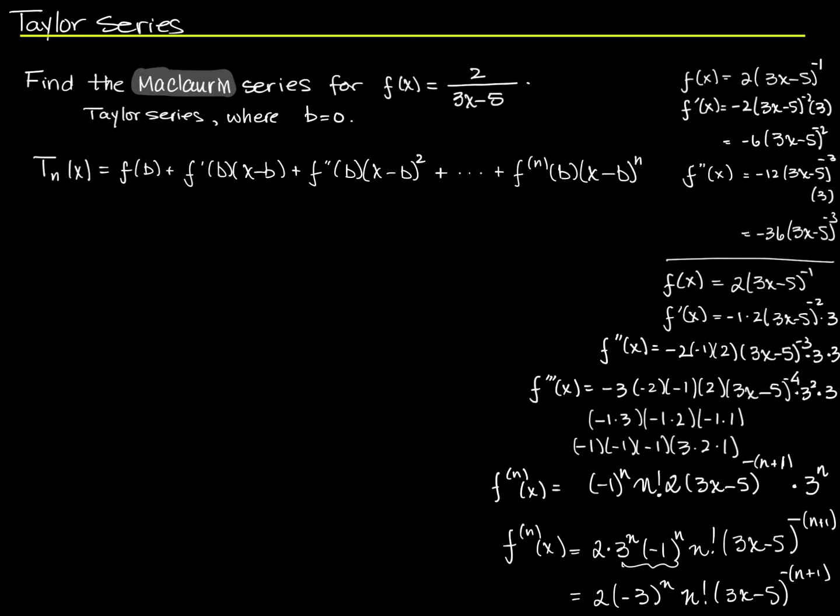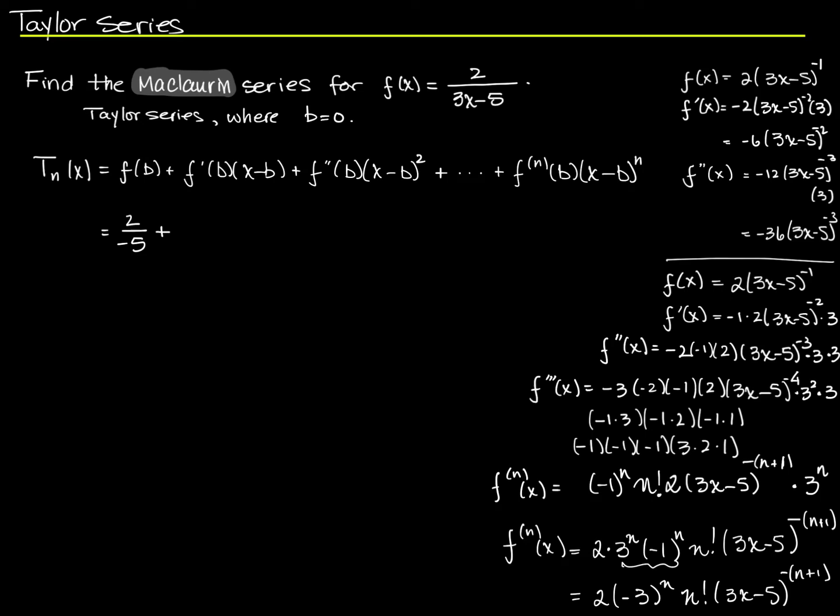So for my first term here, I'm going to have the original function, f of x, evaluated for x equals 0. Well, if x is 0, this whole thing here is 0, and I get negative 5 to the power of negative 1, which is 1 over negative 5. So 2 over negative 5. Okay, let's take a look at the next term.